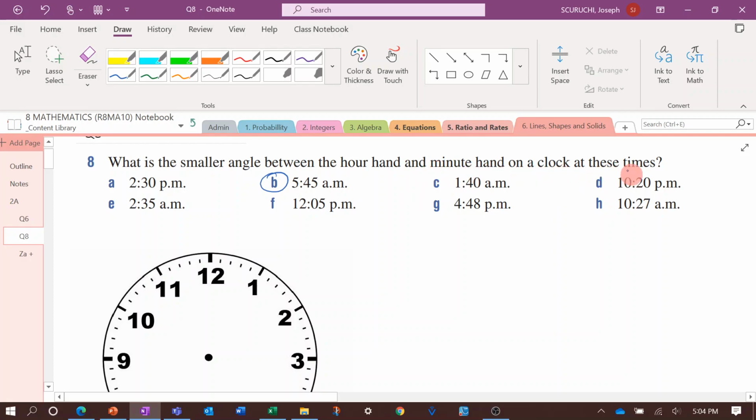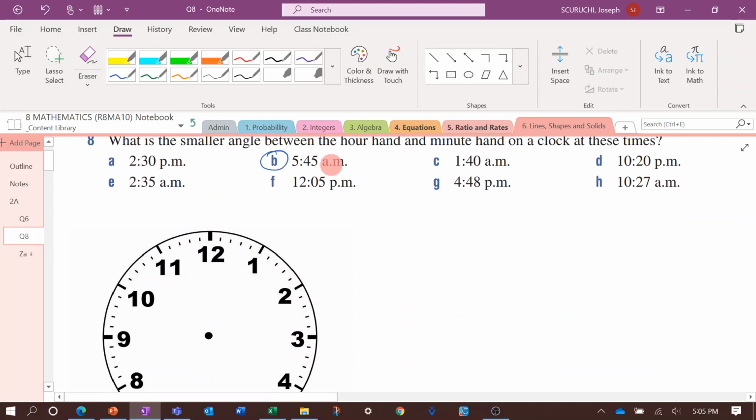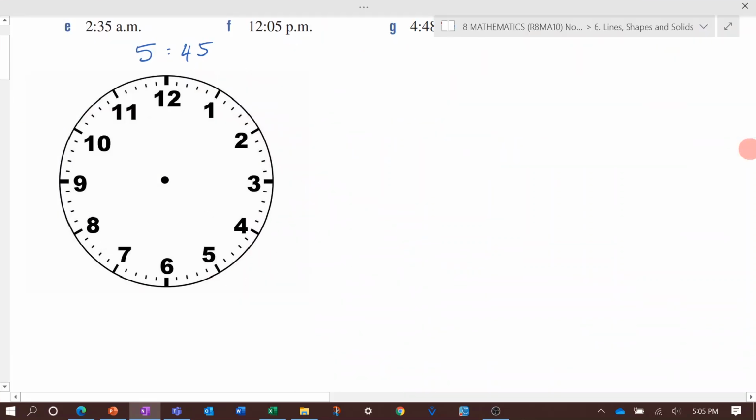at these times? So here we have 5:45. So let's just draw in where our hands are going to be. My big hand is going to be on the 9, and my small hand is going to be on the 5, right? But it's 5:45, so it's not going to be exactly on the 5, is it? Rather, it's going to be closer to the 6 because it's gone 3/4 of the hour. So it's going to be about there.